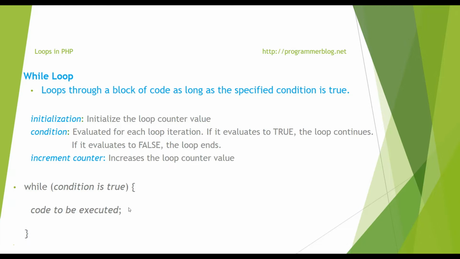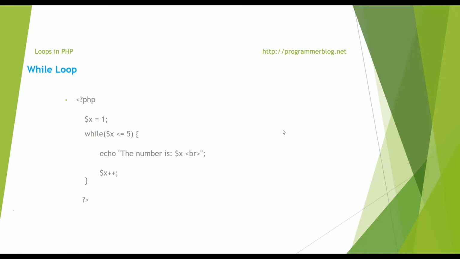The syntax of the while loop is very simple. We need to provide a condition, and inside the curly braces, we need to provide a block of code that we want to execute over and over again. Let's see an example of how to use a while loop. Here is an example of a while loop in PHP.